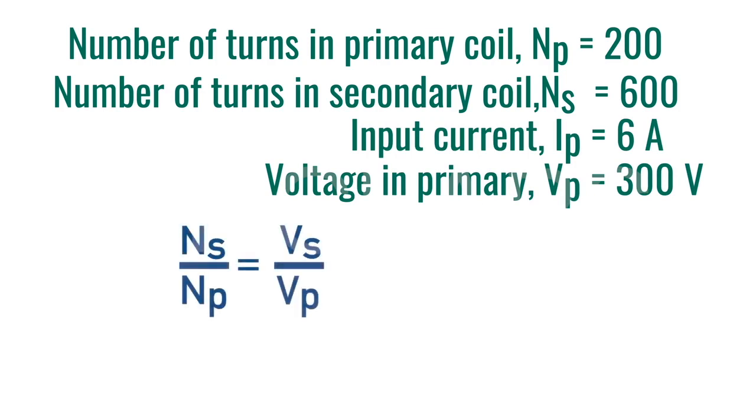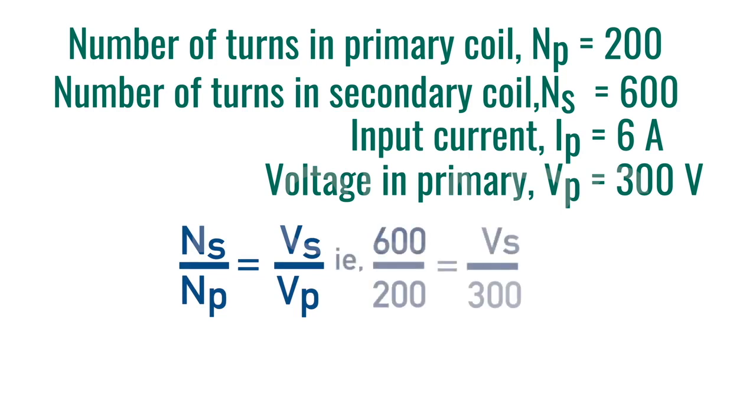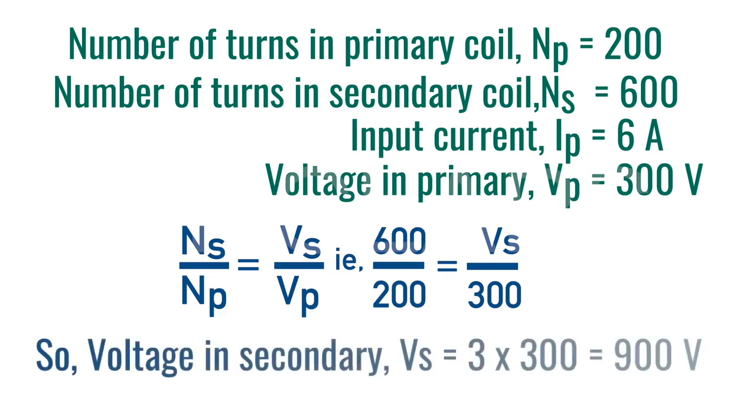We have the equation Ns divided by Np is equal to Vs divided by Vp. That is 600 divided by 200 is equal to Vs divided by 300. So, we get 3 is equal to Vs divided by 300. So, the voltage in secondary Vs is equal to 3 into 300 which is equal to 900 volt.